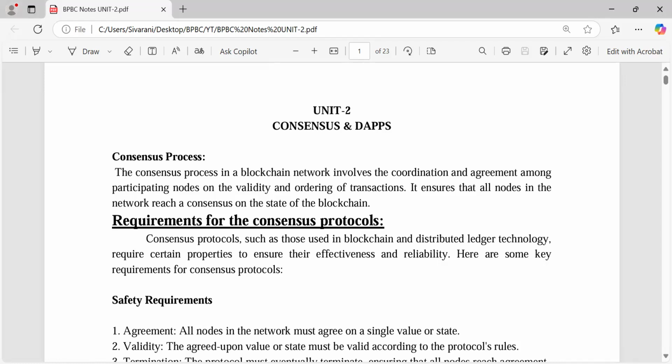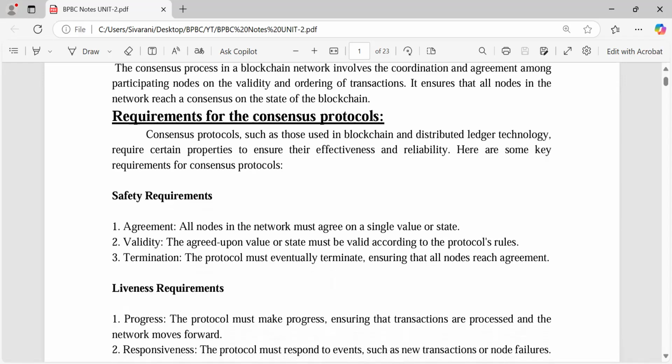Next, we'll see about the consensus and decentralized applications. What is meant by the consensus process? In a blockchain network, it involves the coordination and agreement among participating nodes for the validity and ordering of transactions. So all nodes in a network reach a consensus on the state of the blockchain.